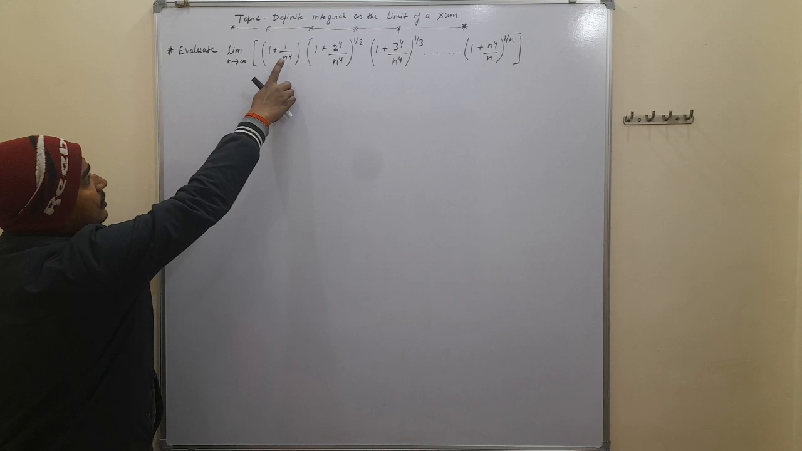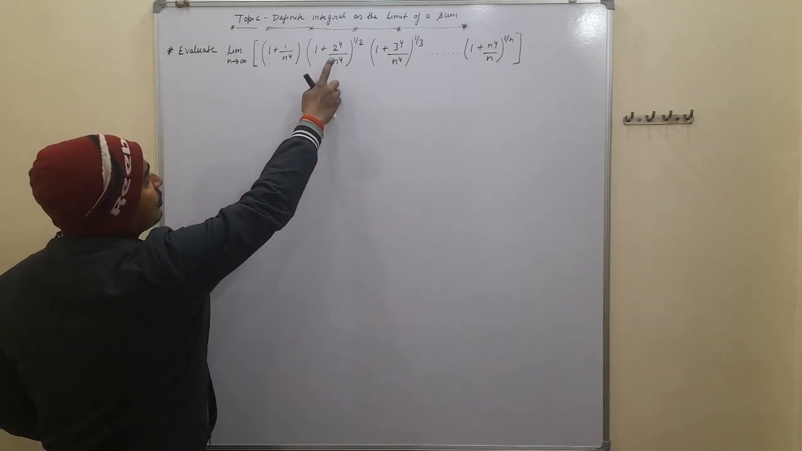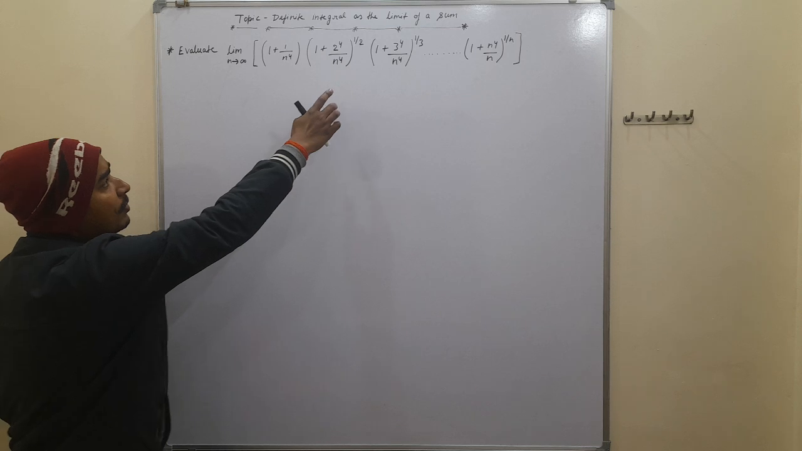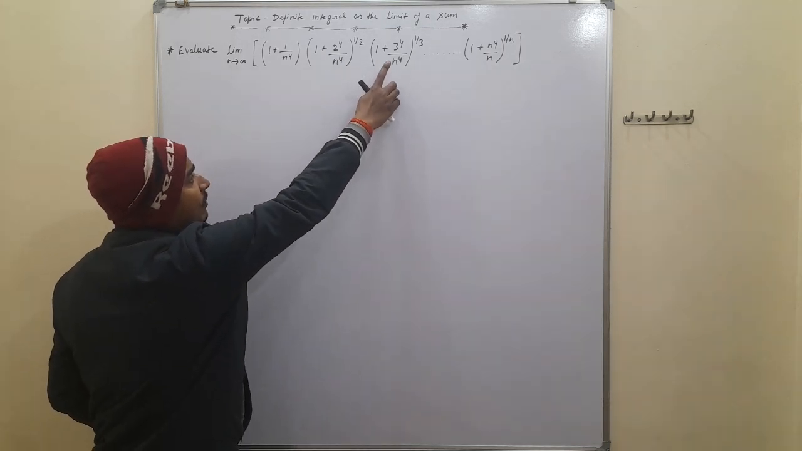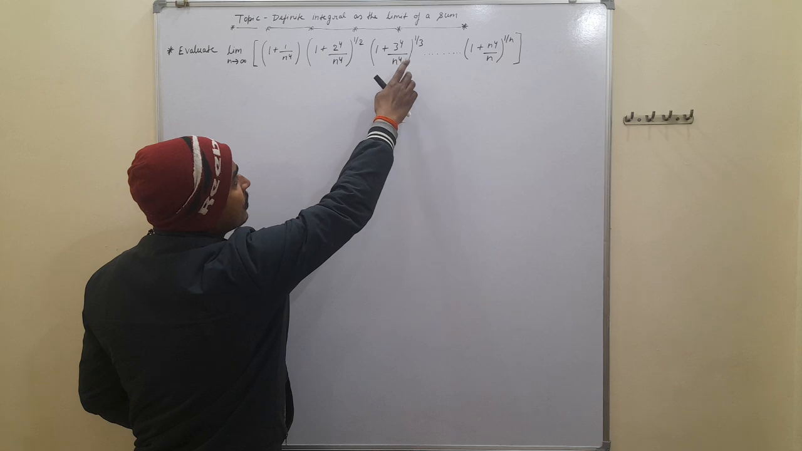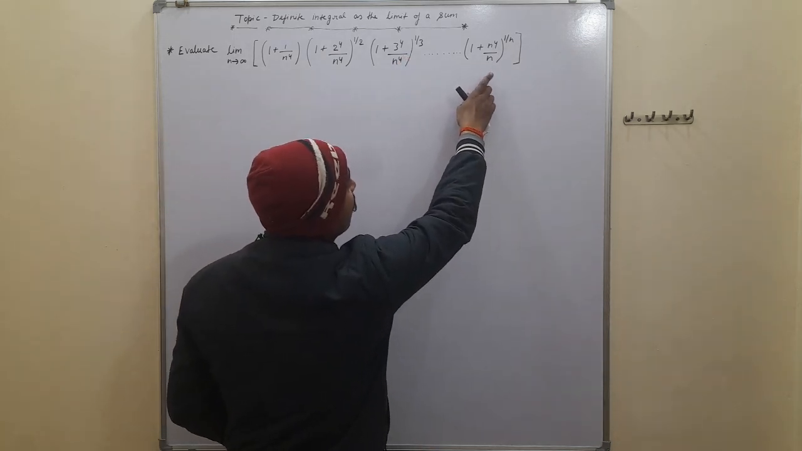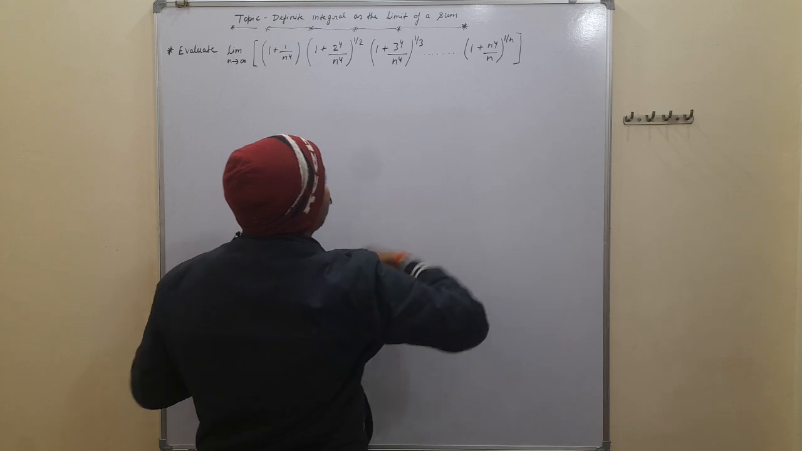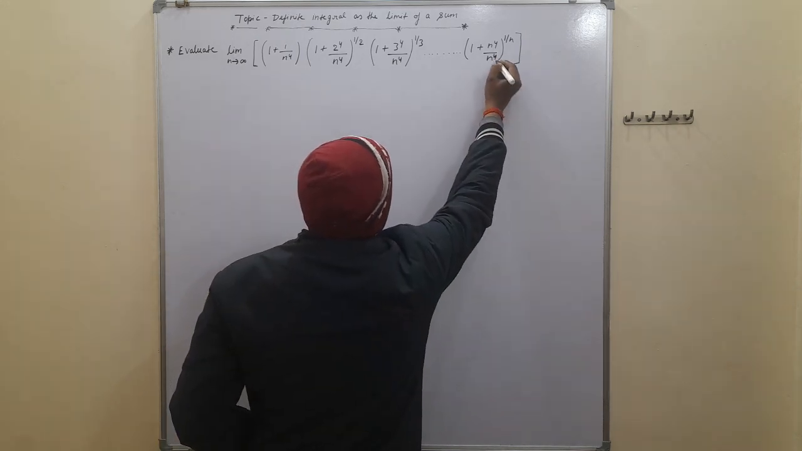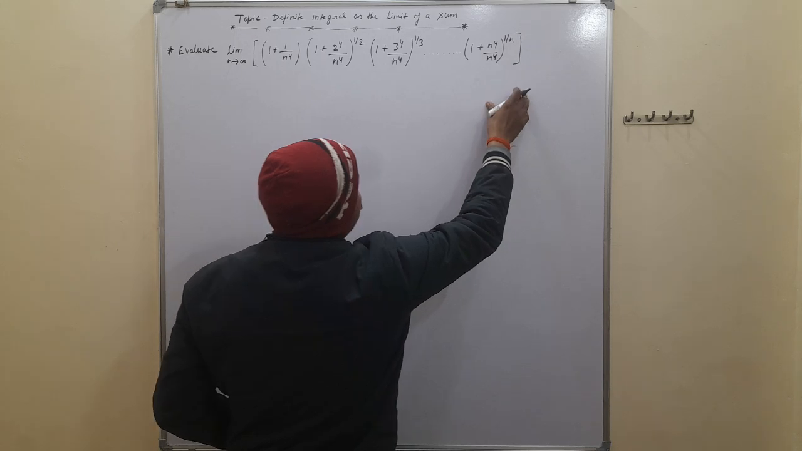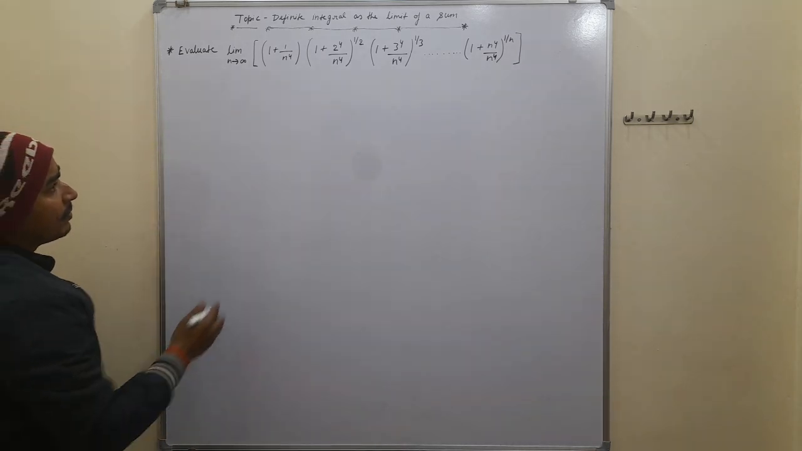(1 + 1/n^4) times (1 + 2^4/n^4)^(1/2) times (1 + 3^4/n^4)^(1/3) and so on, up to (1 + n^4/n^4), the whole to the power 1/n. We have to solve the given problem.